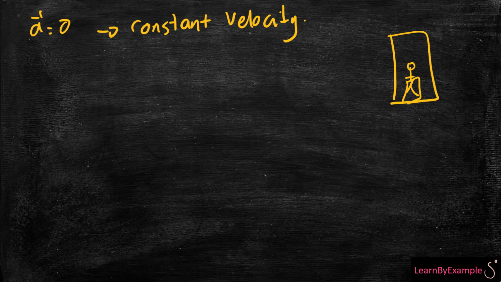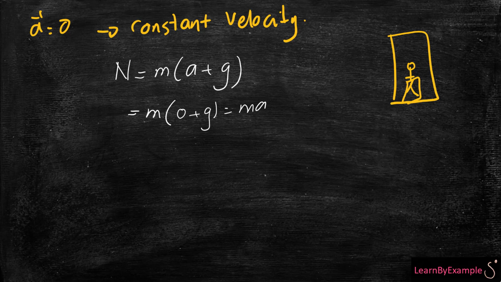And guess what? We're going to use the exact same formula. So N equals m(a plus g). In this case, as you can guess, my a would be 0 plus g, and it equals mg. So my apparent weight in this situation will equal my actual weight.